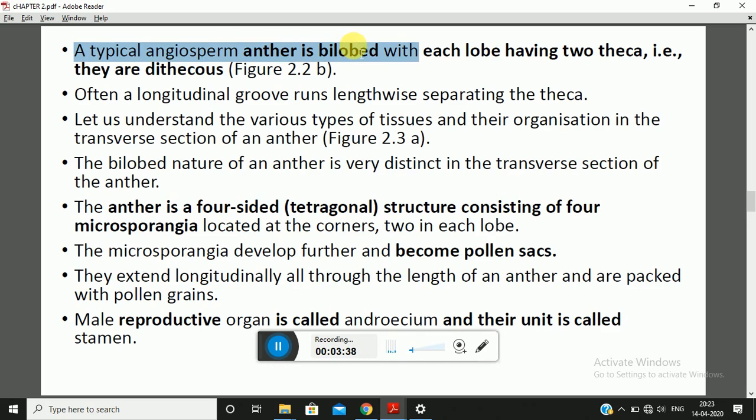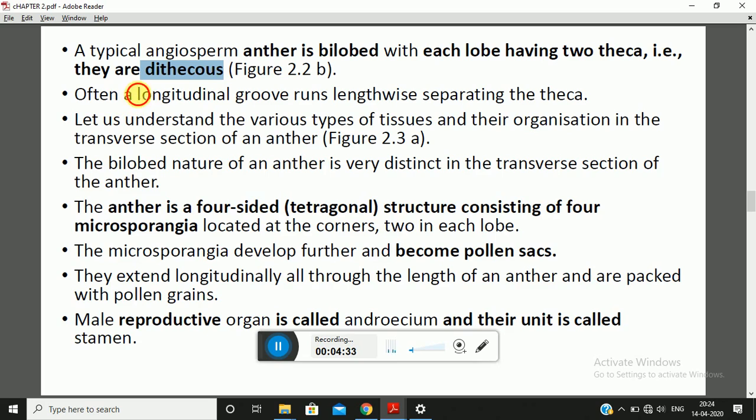Now a typical anther is bilobed in structure, means it has two lobes. As we have gone earlier, anther consists of two lobes. Now each lobe has two theca, that is they are dithecous. Now if you see the anther in detail, each lobe of anther consists of two pollen sacs or two microsporangia. So each lobe has two theca, and these theca will be having the pollen sac, or the microsporangia. That is, each lobe has two theca and they are dithecous. So totally there will be four theca in two lobes of anther.